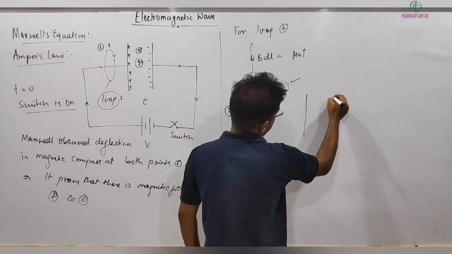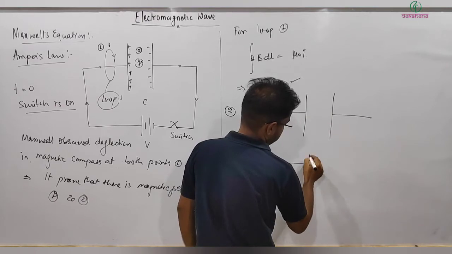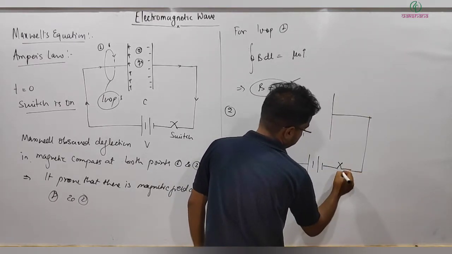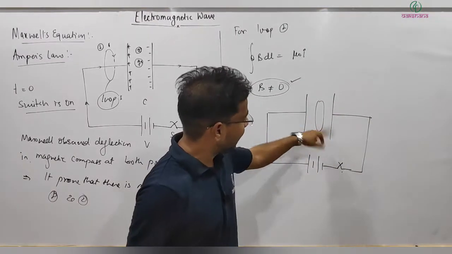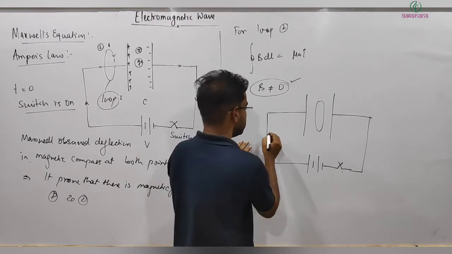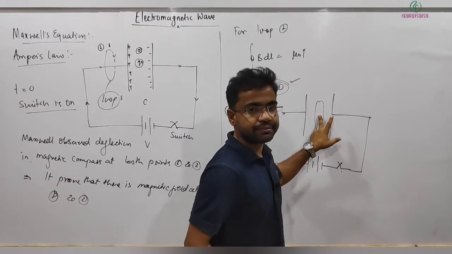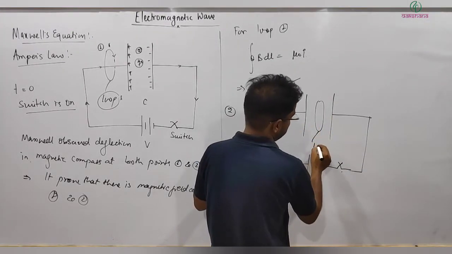Same situation. So one way is I can consider it in this manner. Let's consider one loop here. Do you see any current? When the switch is closed, there is current here. But is there any current we are seeing here? So this is loop 2.